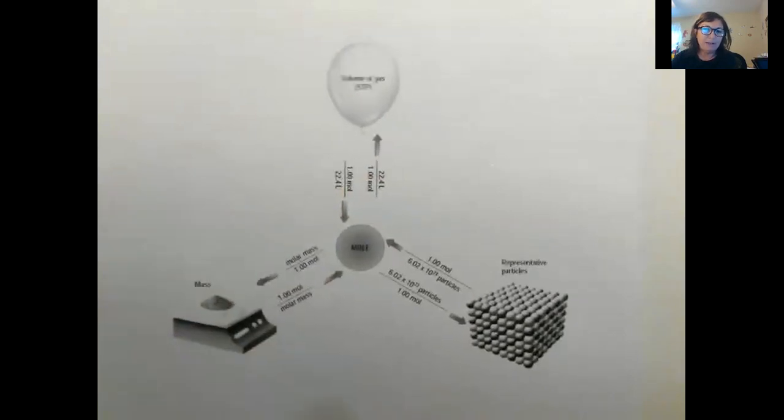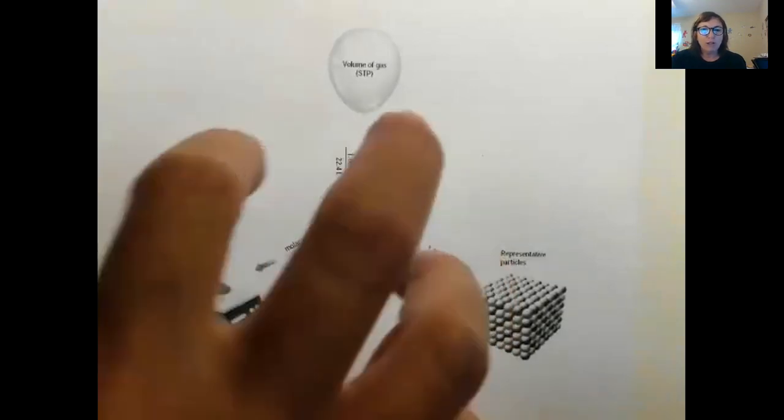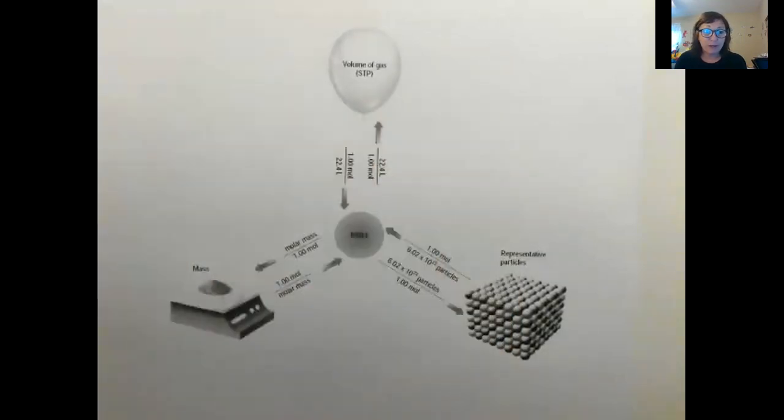I want you to pause this and draw this mole map in your notes. You don't have to draw the scale and stuff, but you're going to need it, and you're not going to be able to go back and forth. So take a minute and draw this, okay?